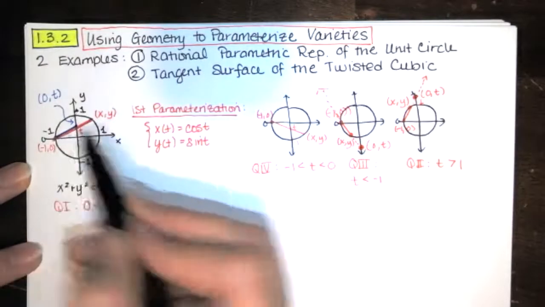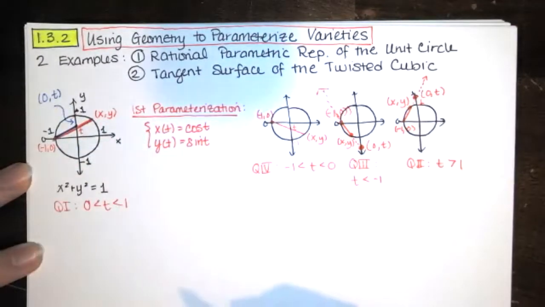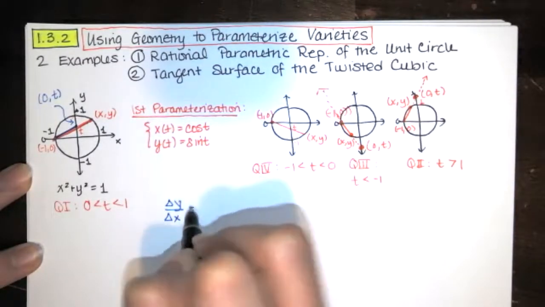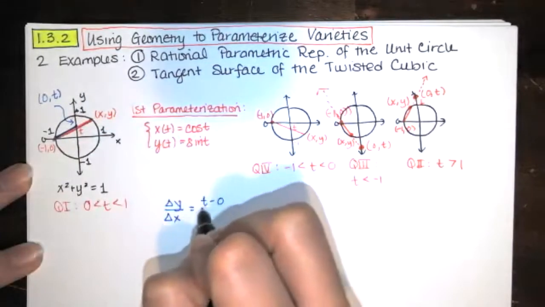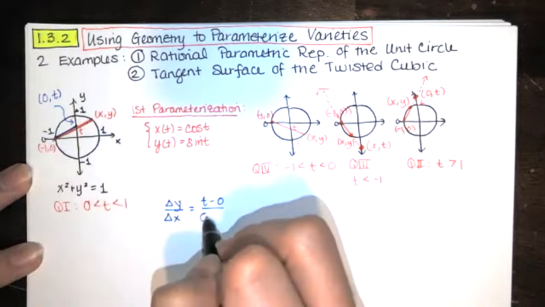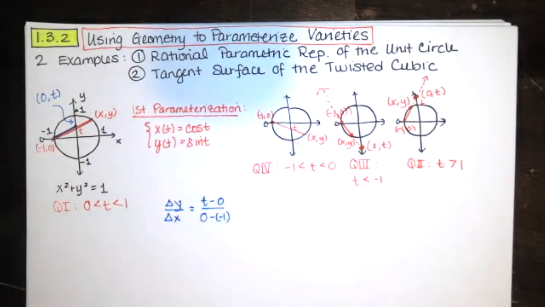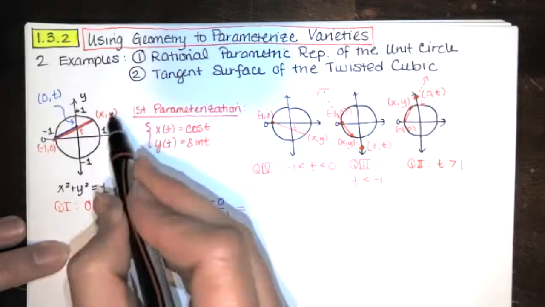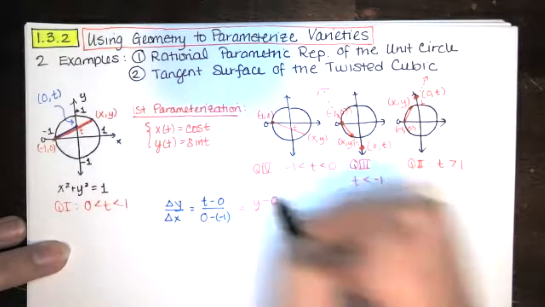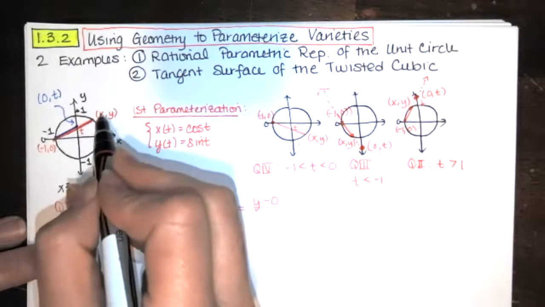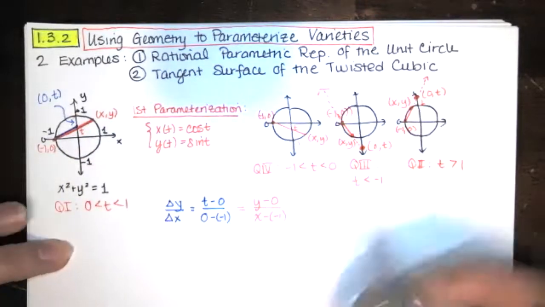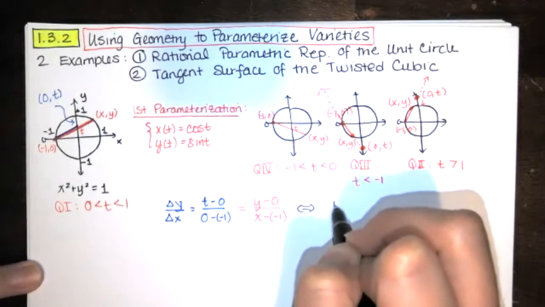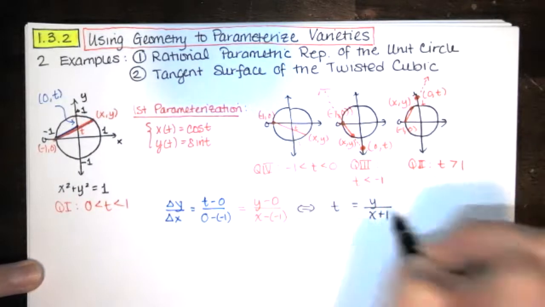If I want the slope of this line segment, I just take the change in y and divide by the change in x. So the change in y in this case is t minus 0, and the change in x is 0 minus -1. And that has to equal the change in y over change in x on this line segment. Subtracting the y values, we have y minus 0, divided by the difference in the x values, x minus -1. And if we simplify that, that just gives us t equals y over x plus 1.